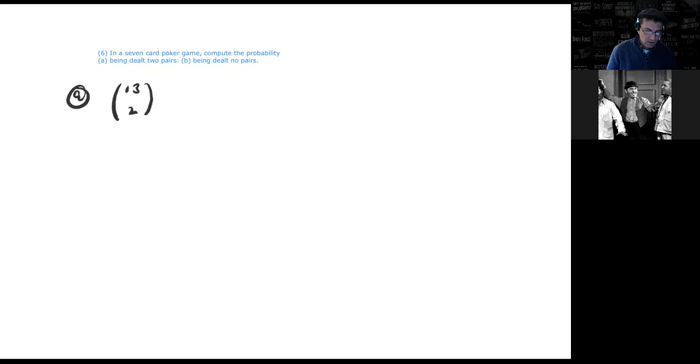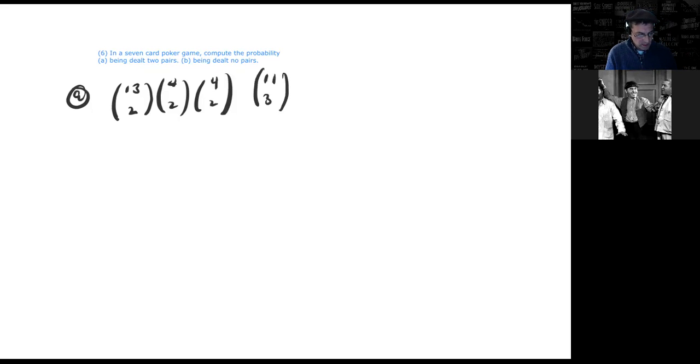From each one of the values, we have to choose 2 out of the 4 cards in that value. So by the multiplication rule, it's 4 choose 2 times 4 choose 2. Now we have 7 cards total. We've chosen 4 cards, since 2 pairs make 4 cards. So we have to choose 3 more cards, and those 3 cards cannot come from the 2 denominations we've already chosen. So there are 11 denominations left, and we have to choose 3 of the 11 denominations.